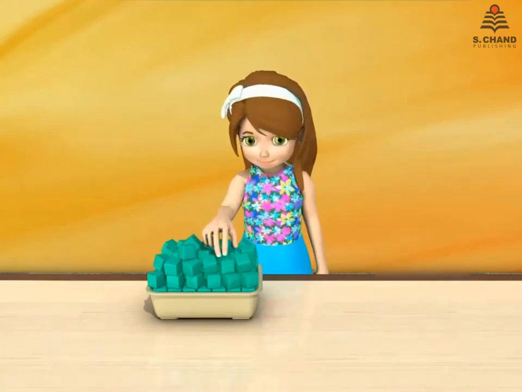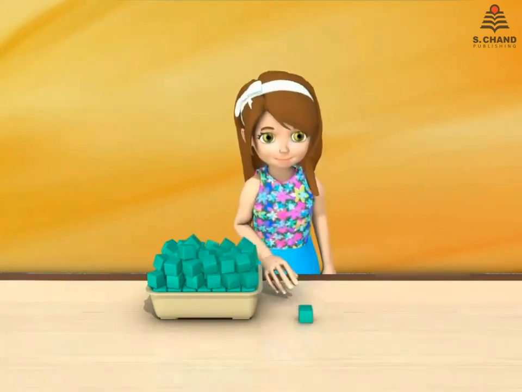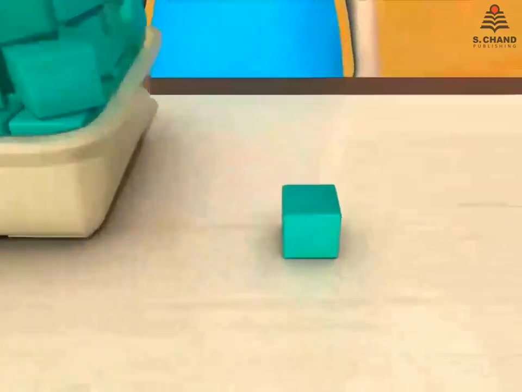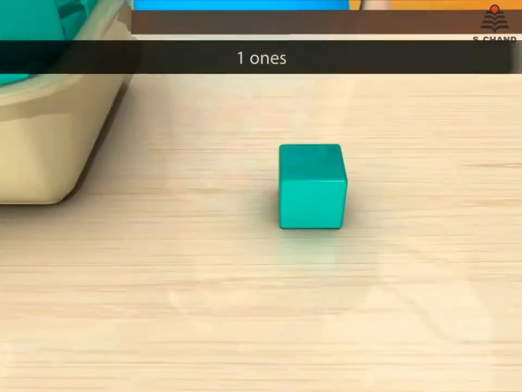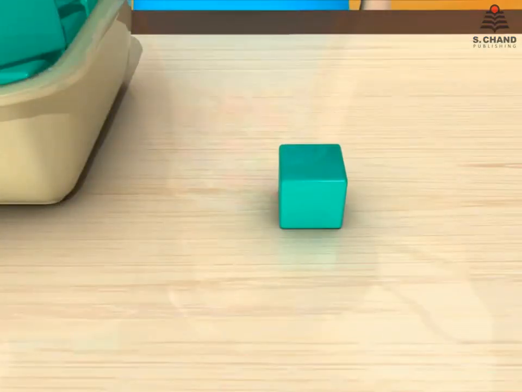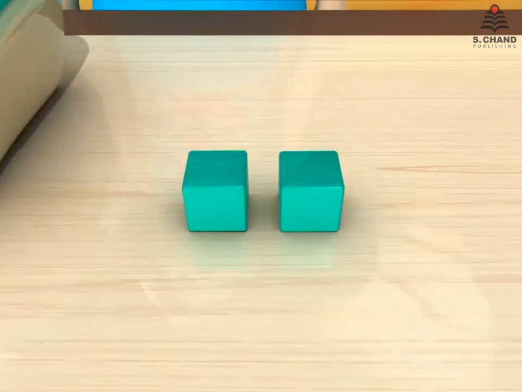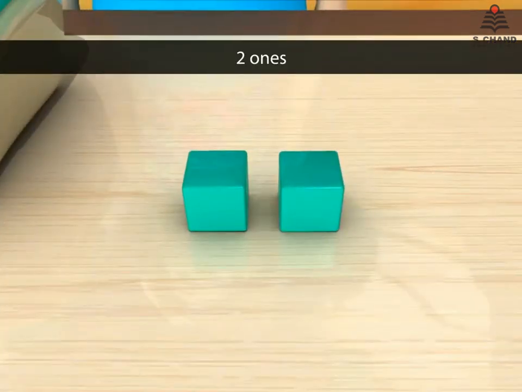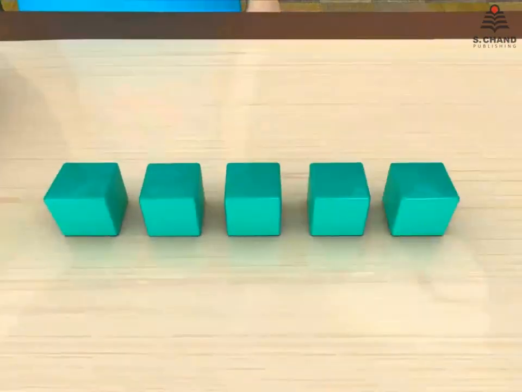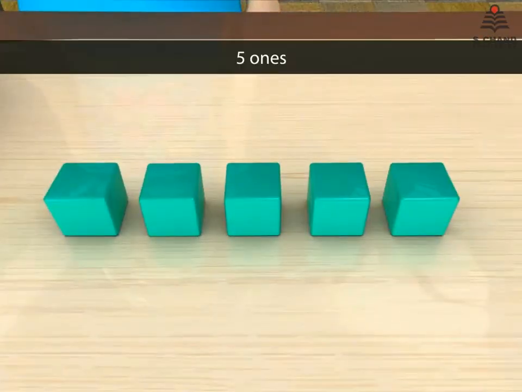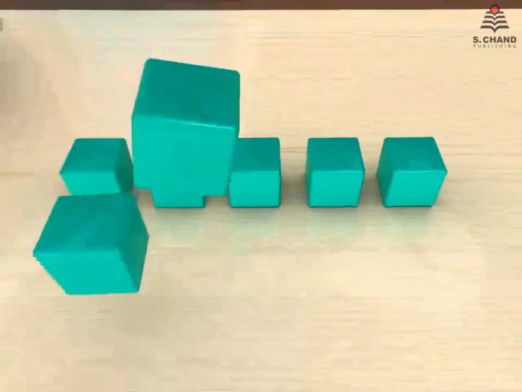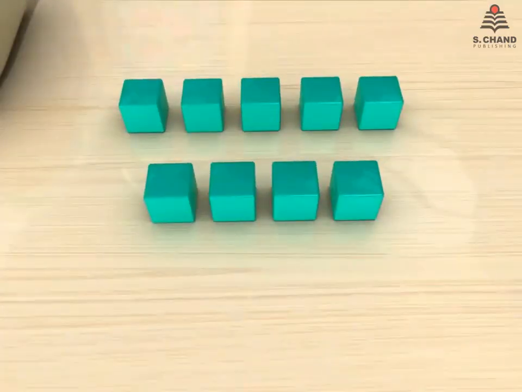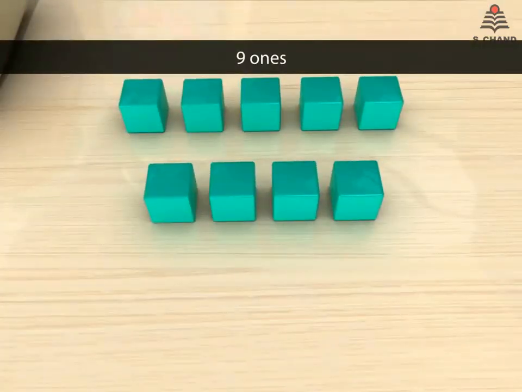Let's play a game. If 1 cube represents 1 one, then 2 cubes represent 2 ones. 5 cubes represent 5 ones, and 9 cubes represent 9 ones.